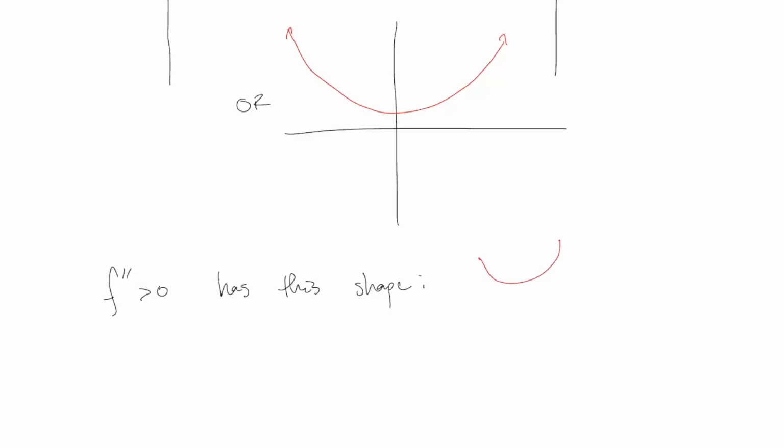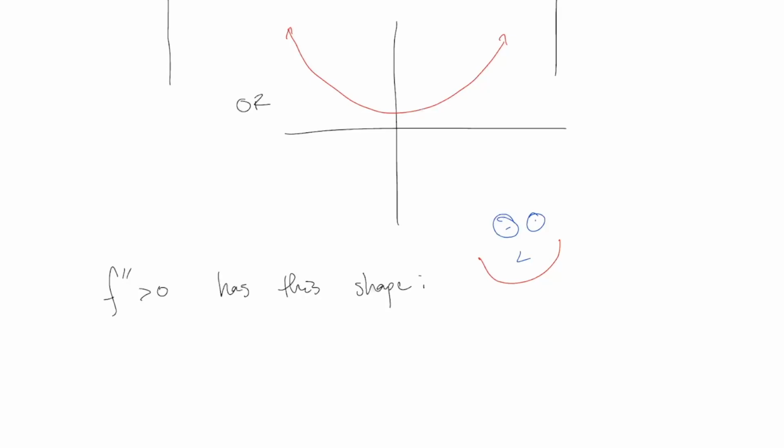It looks like that. It might look like only one side or the other side, but generally speaking, f double prime being greater than 0 is like this. The way that I remember this is the smiley. That means the second derivative is positive. And the other way is the frowny, and that means the second derivative is negative. That would be the same thing, but upside down.